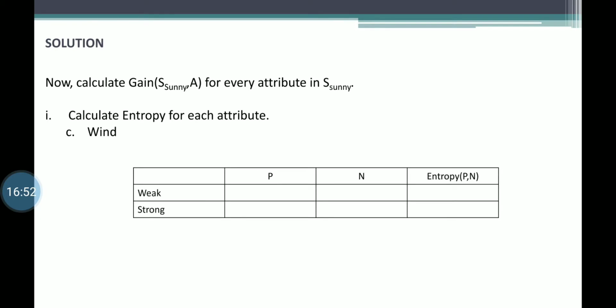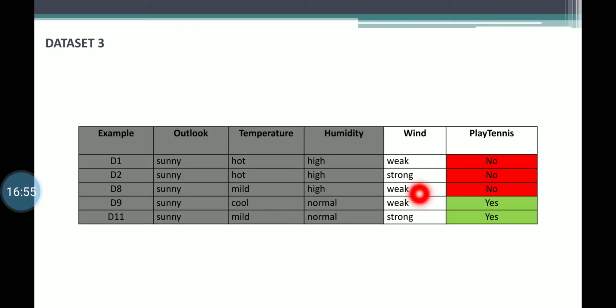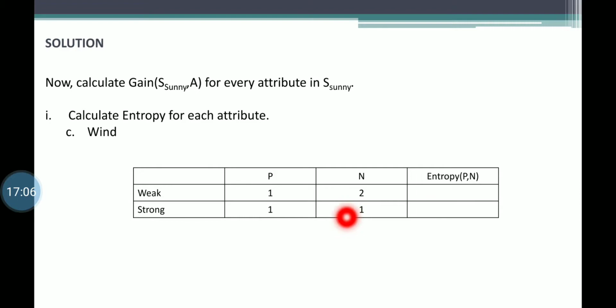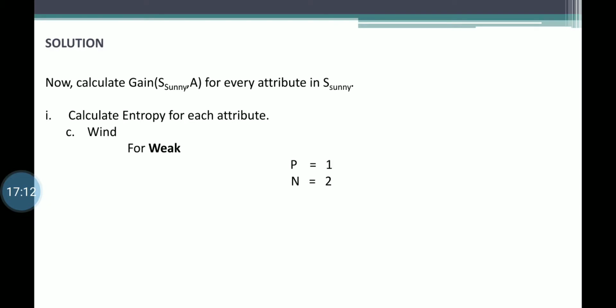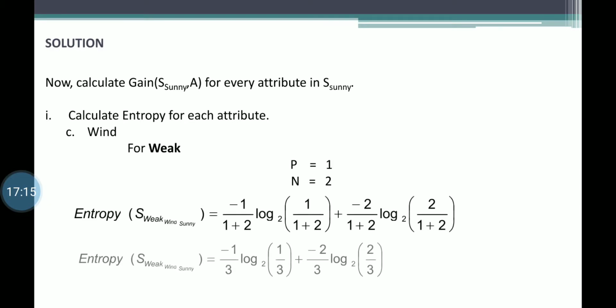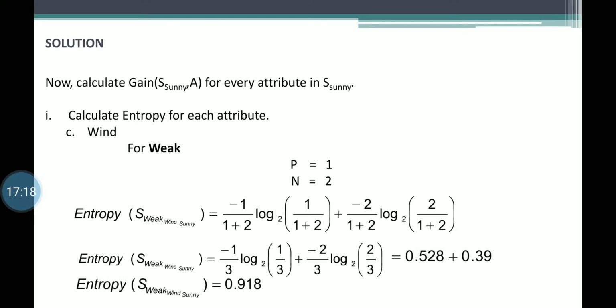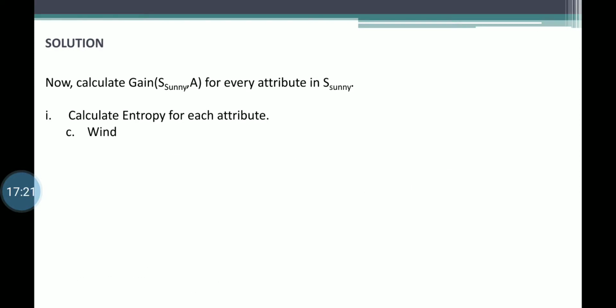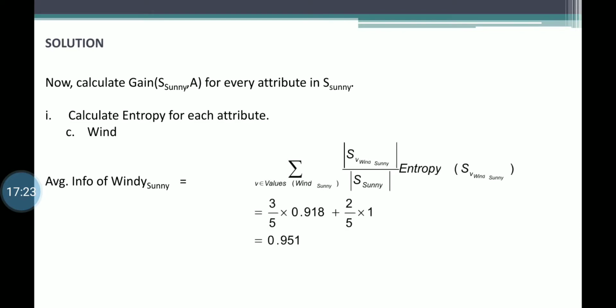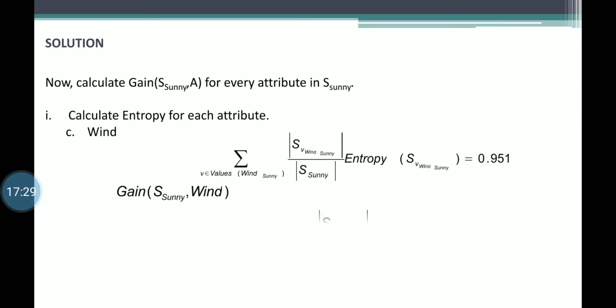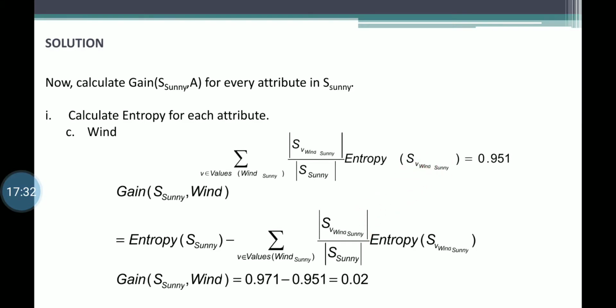Respectively for wind, check with the values. For weak, 1 is no, 2 is no and 3 is yes. That is 2 samples are no and 1 sample is yes. And for strong, 1 is yes and 1 is no. In this case, where 1 is there, you can directly write it as 1, but you only have to calculate for whether it is weak. You will have to calculate in the regular way and get the entropy value, which will be equal to 0.918. Substitute in the average info formula, and again you will get 0.951, which will be subtracted from 0.971, that is entropy of sunny, which will be equal to 0.02.